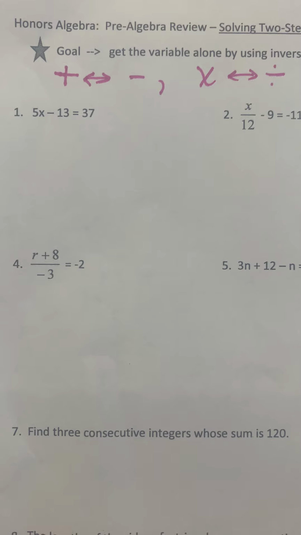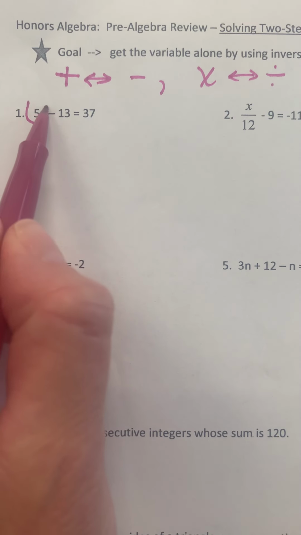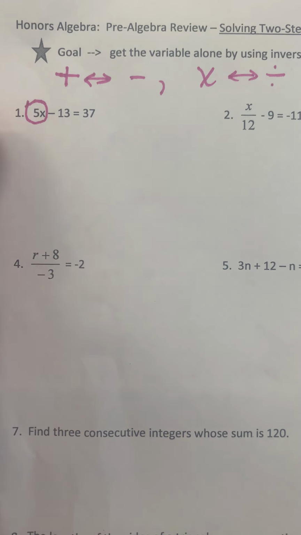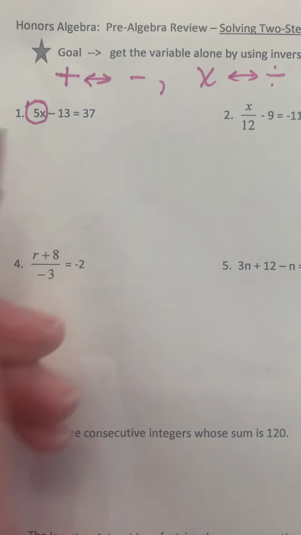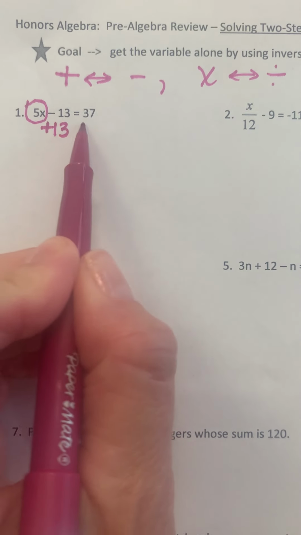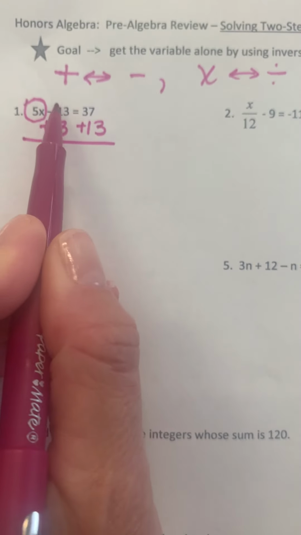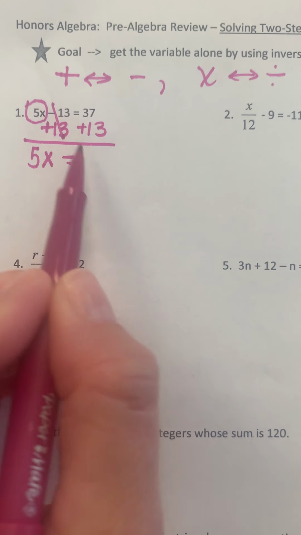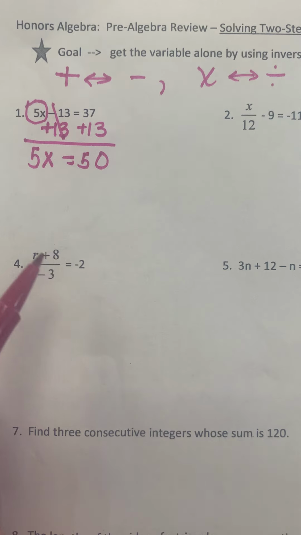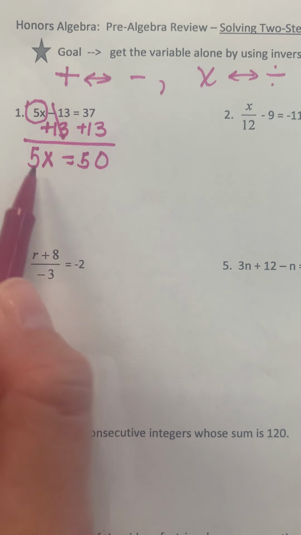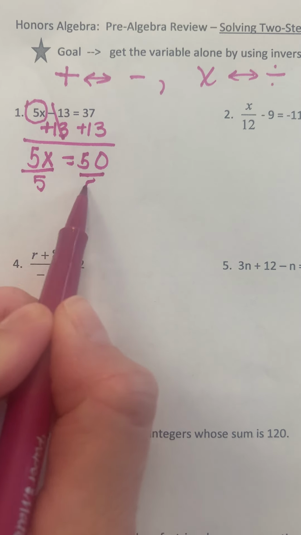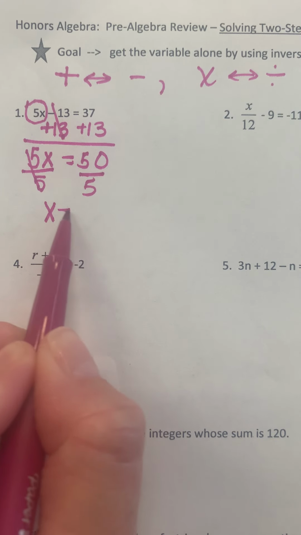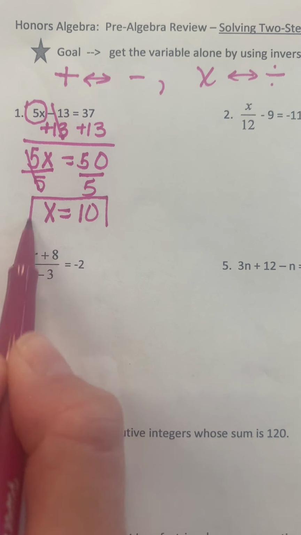So for the first one, if it helps, you might want to circle the term that has the x in it. If you cover that up, you see negative 13 or minus 13. So the opposite of that would be to add 13 to both sides. That crosses out. You bring the 5x down. 37 plus 13 gives you 50. This is 5 times x, so you want to divide by 5. So you get x equals 10.